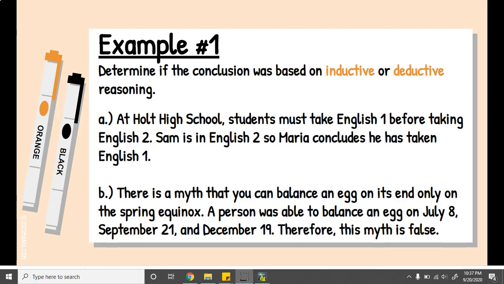Example 1, we're going to determine if the conclusion was based on inductive or deductive reasoning. At Holt High School, students must take English 1 before taking English 2. Sam is in English 2, so Maria concludes he has taken English 1. We have to ask ourselves, did Maria look at examples, or was she basing this on something she knew to be true, like a fact, a definition, or a rule?